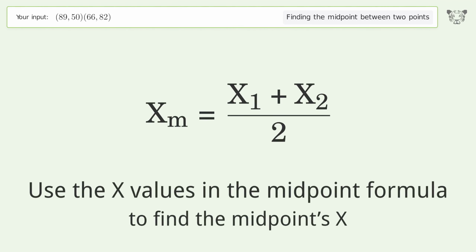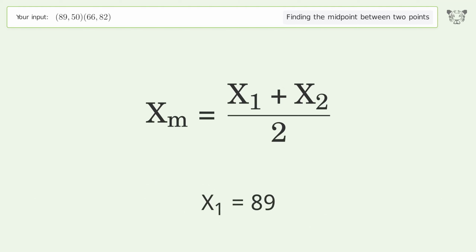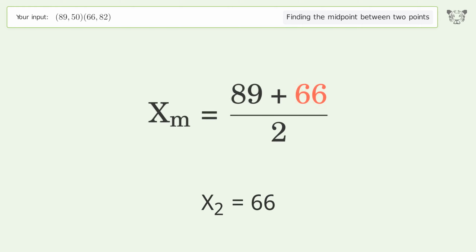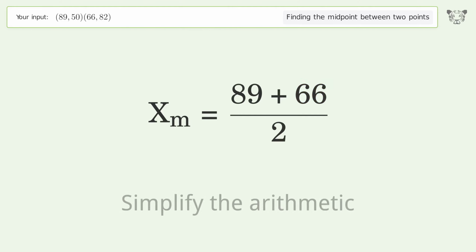Use the x values in the midpoint formula to find the midpoint's x. x1 equals 89. x2 equals 66. Simplify the arithmetic.